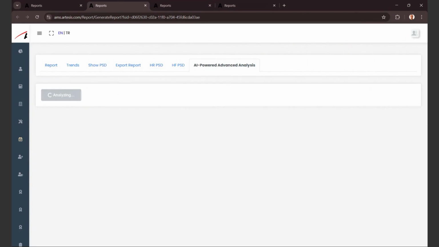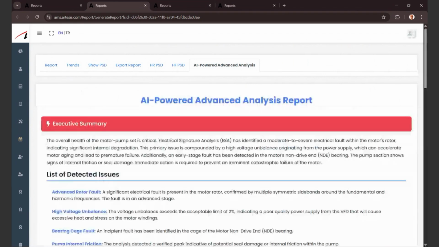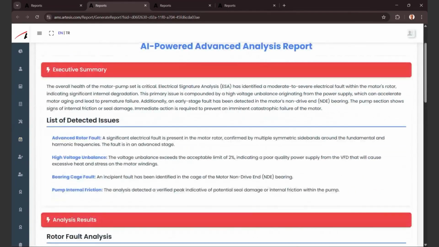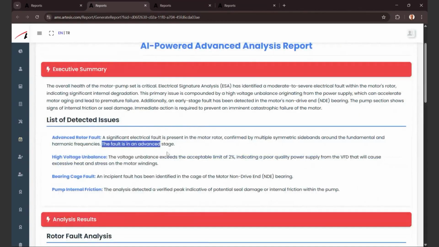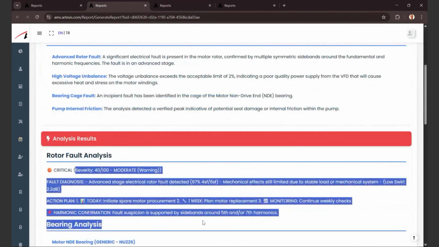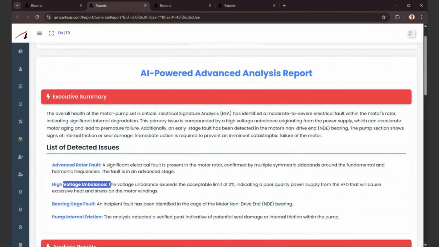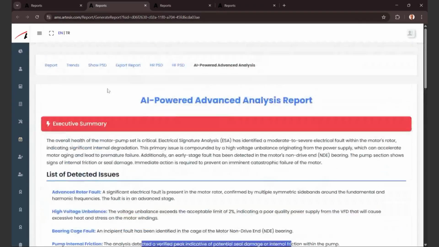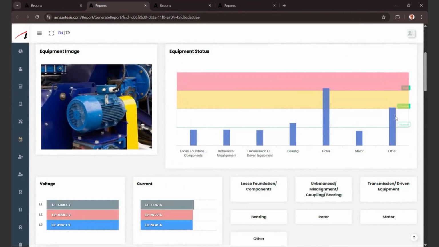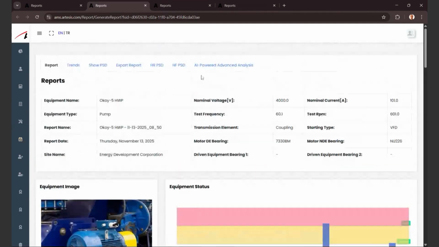And oftentimes an expert looking at that can see that difference or deviation from the severity perspective, and still provide information. Okay, this is what I'm seeing. The system indicates advanced rotor fault, and here is the detail of those pole pass frequencies, high voltage unbalance, which was already clearly visible to us as well, bearing and pump internal friction. This is not something that you see here. It shows up as other because it's not automatically identified, but the report also tells us that.